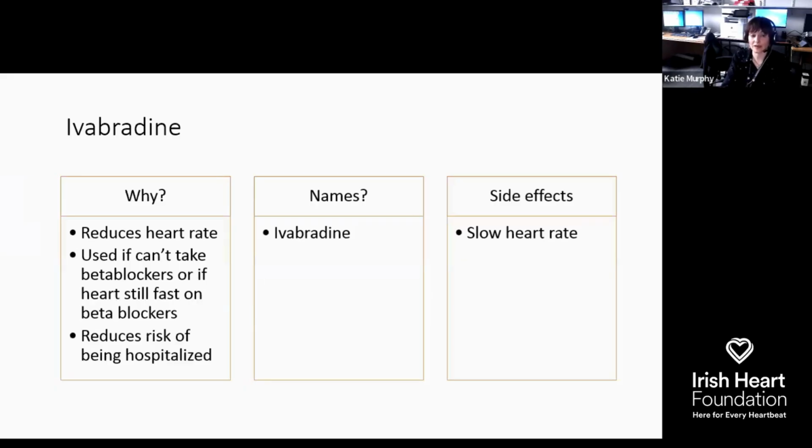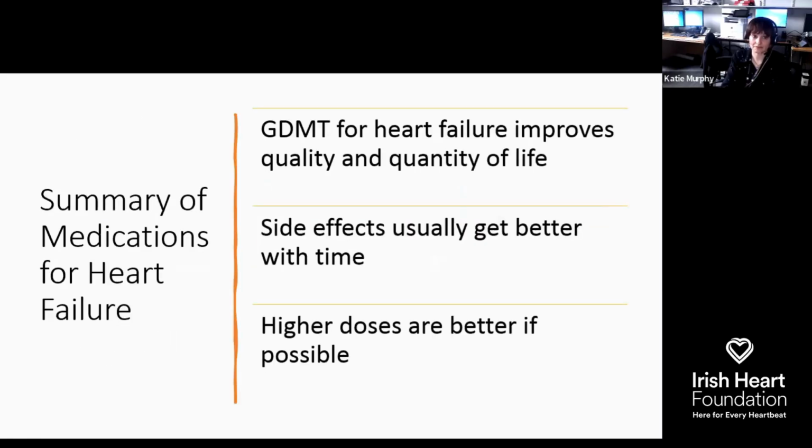Ivabradine is used for people who have a fast heart rate. And so maybe some people might be on a beta blocker, but they still have a fast heart rate, or they might not be able to take a beta blocker for some reason. And so in those patients, they can go on ivabradine. It makes their heart beat a little slower and it reduces their risk of coming into the hospital.